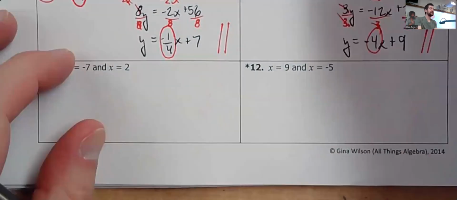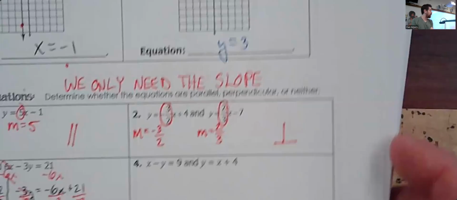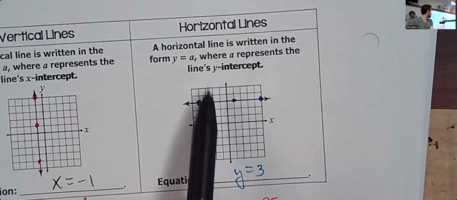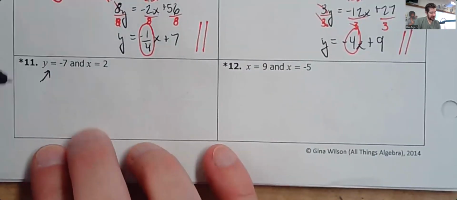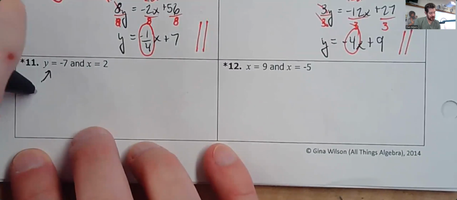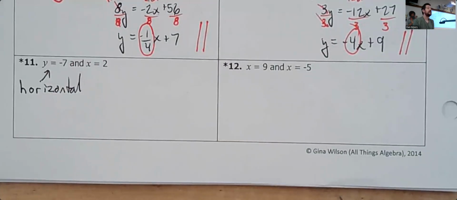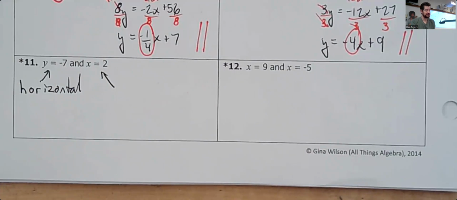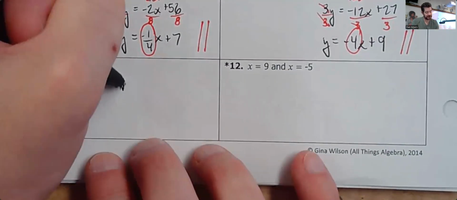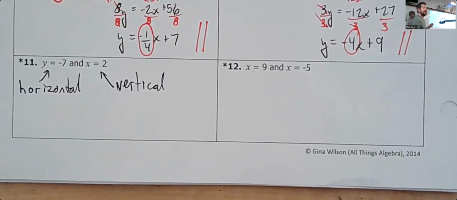If you look at the top of the page real quick, a y equals -7 would be similar to a y equals 3, which means horizontal. So number 11, the first one, y equals -7, is a horizontal line. The other one is vertical. X equals 2 looks like the first one at the top of the page where it was an x equals a number. That's a vertical line. We talked about yesterday. Oh, wait, 12 you said.